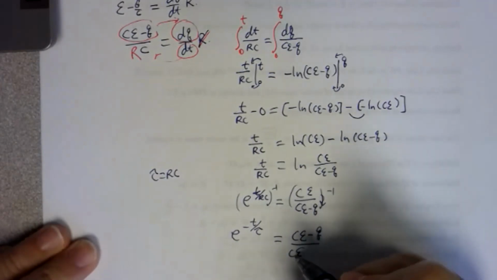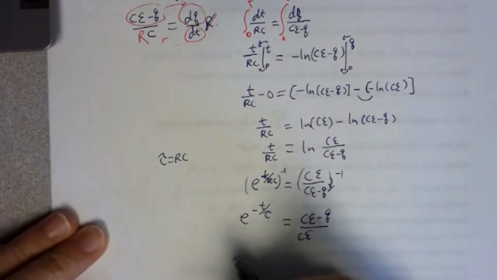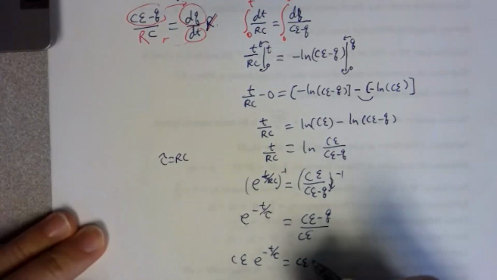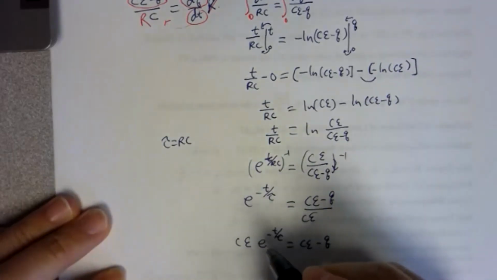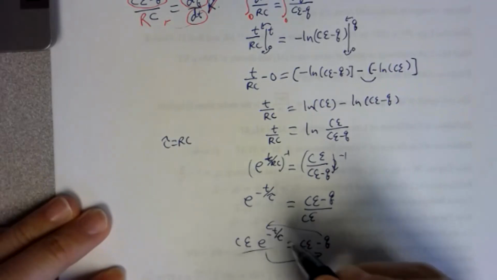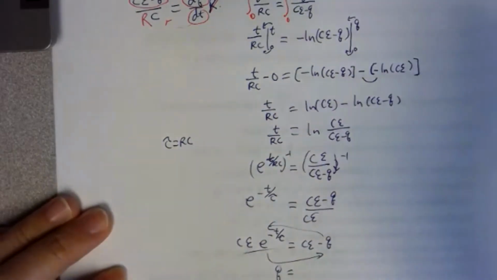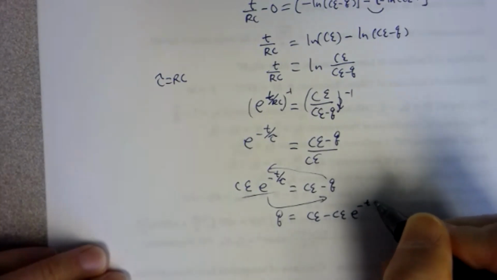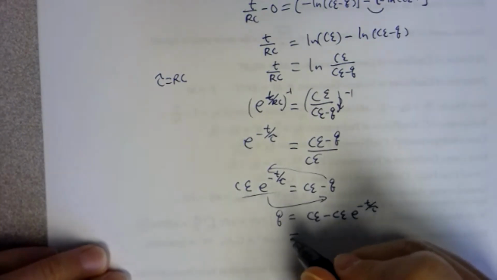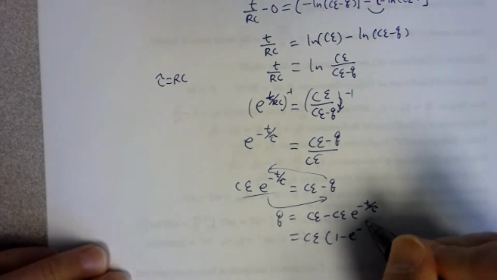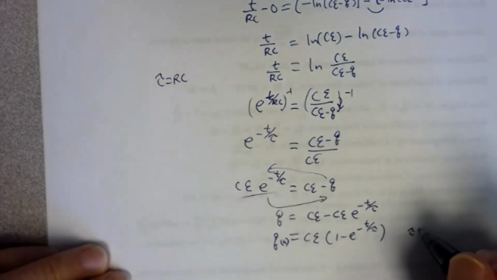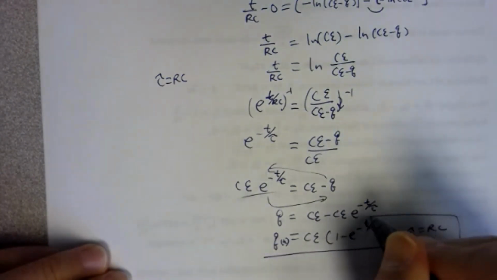Okay. So then both sides multiplied by C epsilon, e to the minus T over tau equals C epsilon minus Q. So then Q goes to one side and this guy to the other side. So Q equals C epsilon minus C epsilon exponential of minus T over tau, which is C epsilon of 1 minus e to the minus T over tau. That's Q as a function of time T, and tau is equal to RC. So this is what you get at the end.